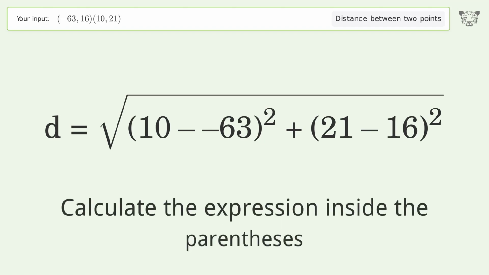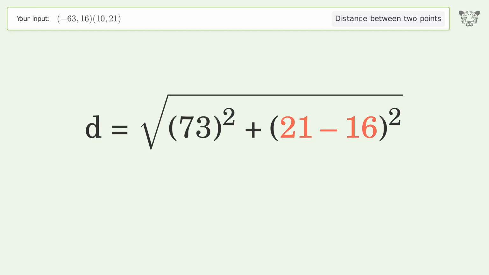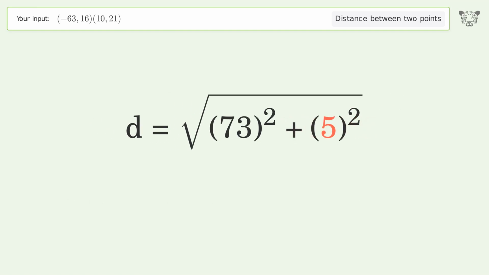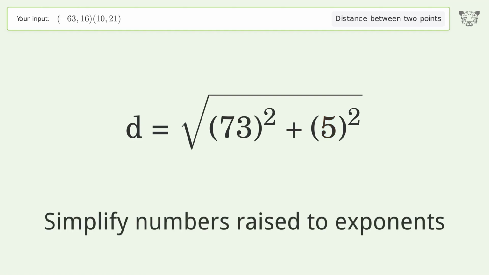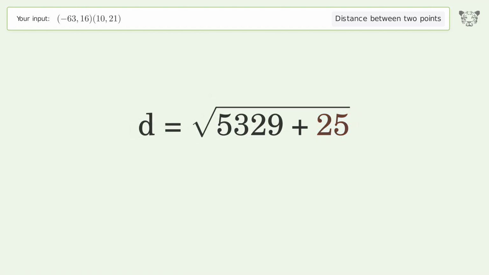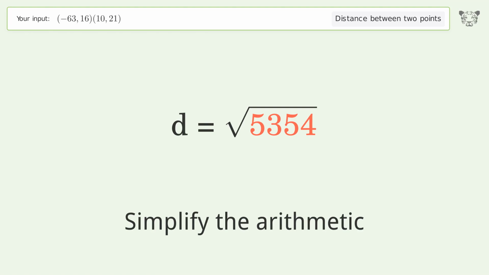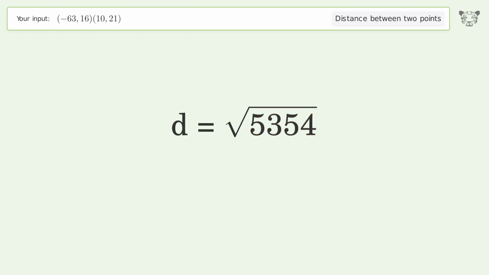Calculate the expression inside the parentheses. Simplify numbers raised to exponents. Simplify the arithmetic. And so the distance between the 2 points is the square root of 5,354, or 73.171.